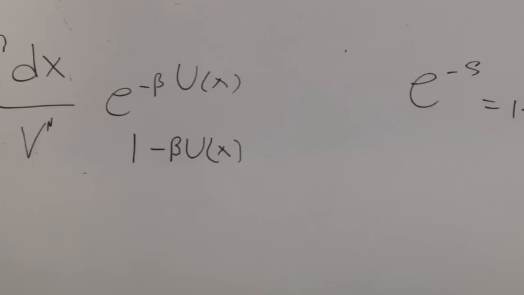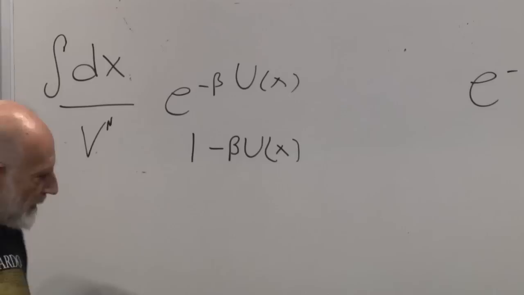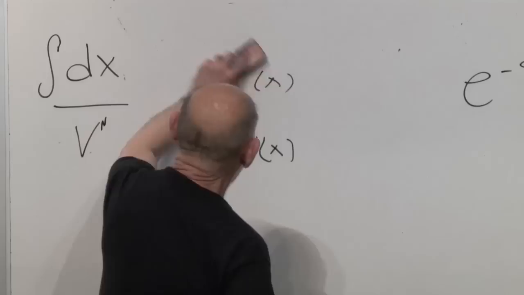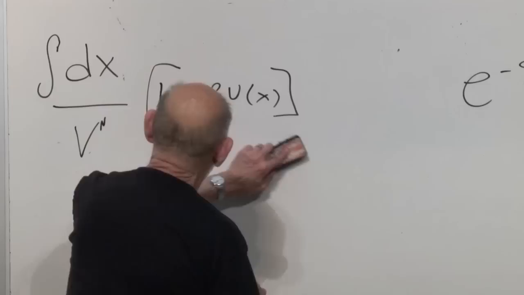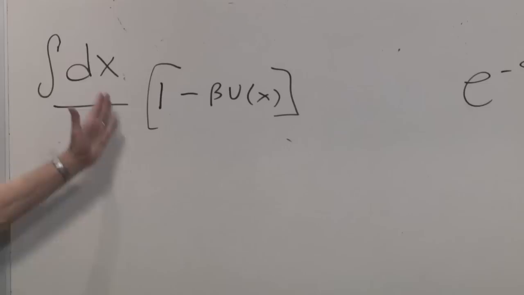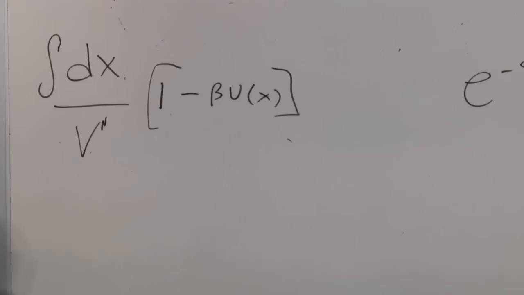All right, so let's plug that in. Let's get rid of the exponential and replace it by 1 minus beta u of x. What does the integral over 1 give us? Can anybody guess what the integral of the first integral is? V to the n, right? V to the n divided by V to the n, that's 1.